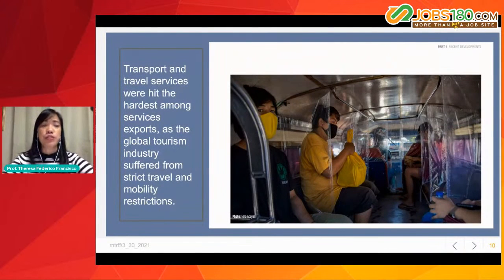And for all we know, transport and travel services were hit hardest among the services, as the global tourism industry suffered from strict travel and mobility restrictions. The implementation of strict cross-border travel resulted in a 73% drop in foreign tourist arrivals through the first 7 months of 2020, which resulted in a 72% decline in inbound tourism revenues.